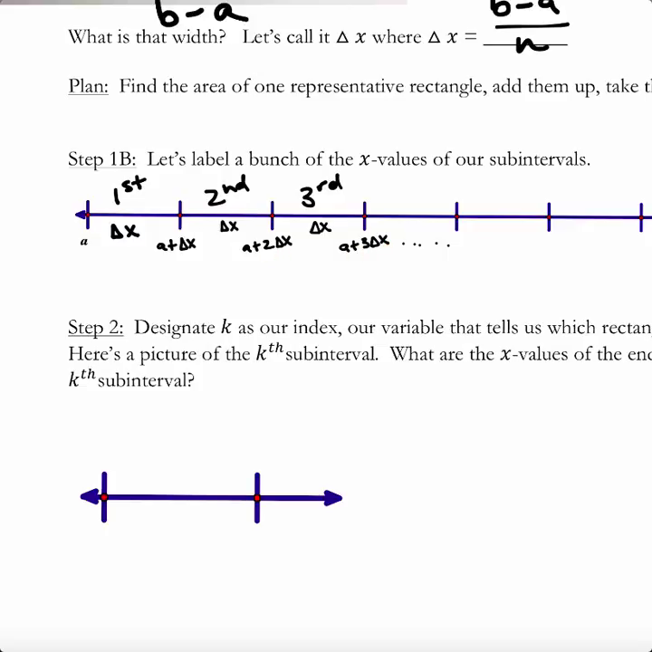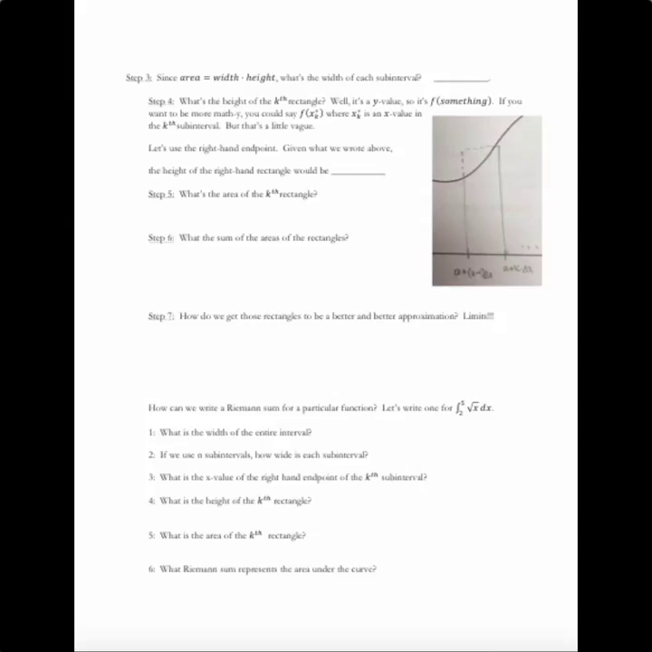And perhaps you feel comfortable generalizing that to say that if this is the kth subinterval, then the left endpoint is going to be our lower limit of integration plus k minus 1 times delta x. If this was our third subinterval, this was a plus 2 times delta x. And our right endpoint will just be a plus k times delta x. So now we have the left and right endpoints of our kth subinterval. All right, let's make our way towards the next page.